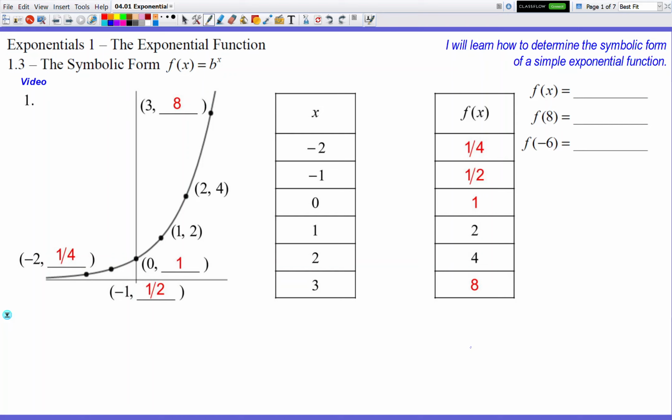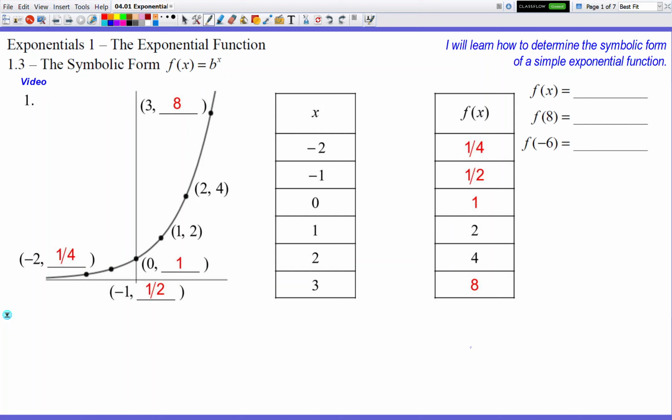Alright, so in today's video we're going to continue from where we left off in 1.2, where I showed you how to get the b value. And in this lesson I'm going to show you how to make an equation based on the b value that we just practiced figuring out in Exponentials 1.2. Once we can figure out the equation, then we can start using that equation to find other values of f, or of x rather.